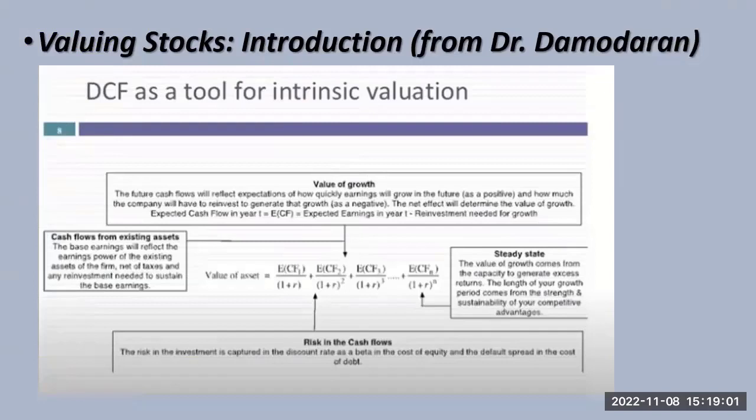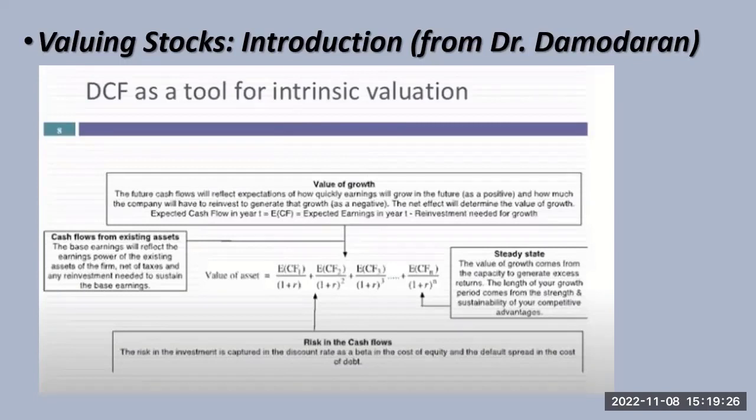I stole this from Dr. Damodaran. So he says, what's the value of a stock? What's the present value of the cash flow? What cash flow on a stock? So it gets really confusing. The obvious cash flow is that they pay dividends. So we could say the value of a stock is the present value of its dividends.